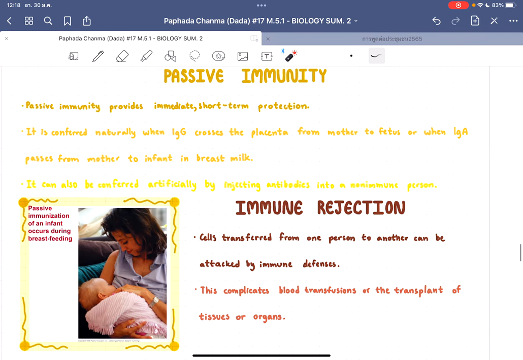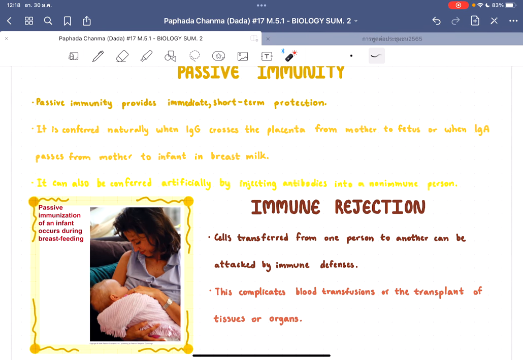Passive immunity provides immediate short-term protection. It is conferred naturally when IgG crosses the placenta from mom to fetus, or when IgA passes from mother to infant in breast milk. It can also be conferred artificially by injecting antibodies into a non-immune person.